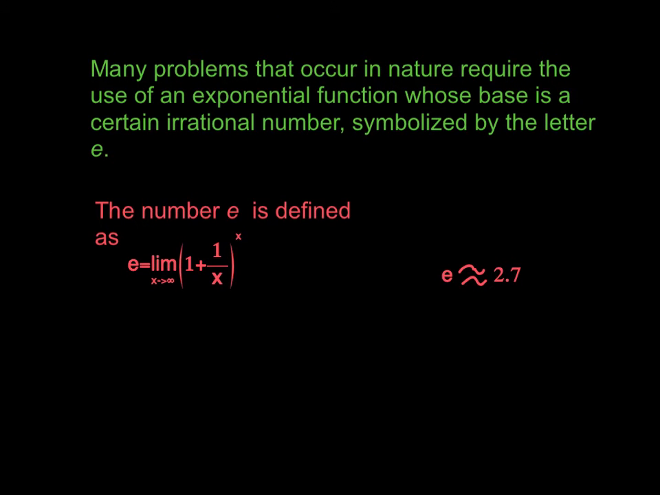Many of the problems that occur in nature require the use of an exponential function whose base is a certain irrational number symbolized by the letter e. So mathematically, your number e is defined as your limit as x approaches infinity of (1 + 1/x)^x. And if you remember from Algebra 2, this kind of looks similar to your compound interest formula. And as we get to sequences and series later in the year, we also will talk about e. The main thing you need to remember is that e is approximately 2.7.